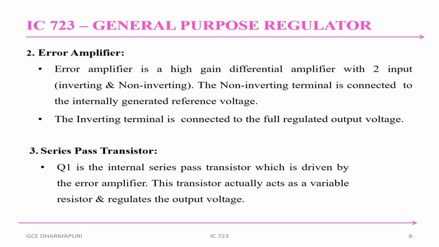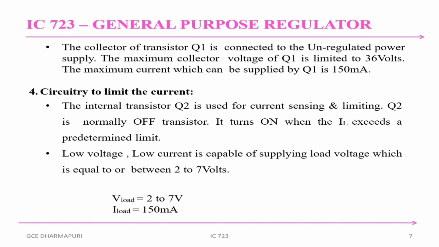Third one is the series pass transistor. Here Q1 is the internal series pass transistor, which is driven by the error amplifier. This transistor actually acts as a variable resistor, and it will regulate the output voltage. The collector of the transistor Q1 is connected to the unregulated power supply. The maximum collector voltage of Q1 is limited to 36 volt. The maximum current which can be supplied by Q1 is 150 milliampere.